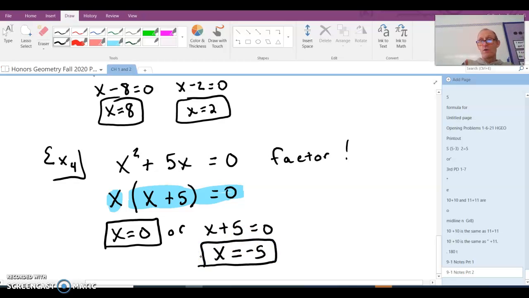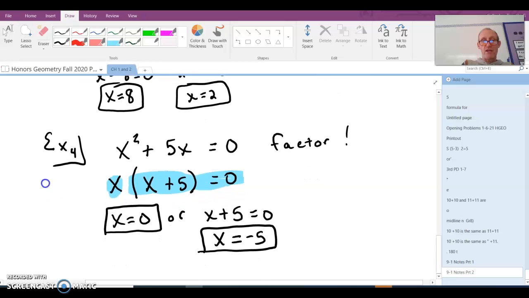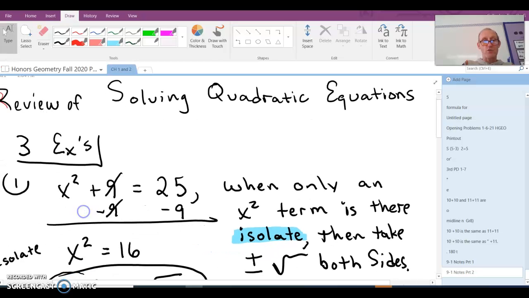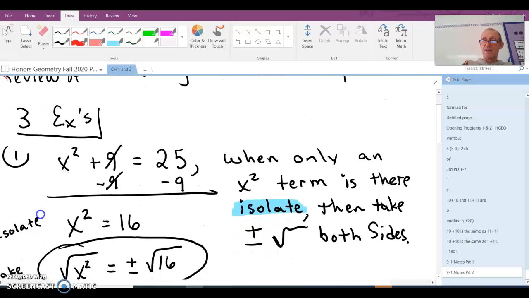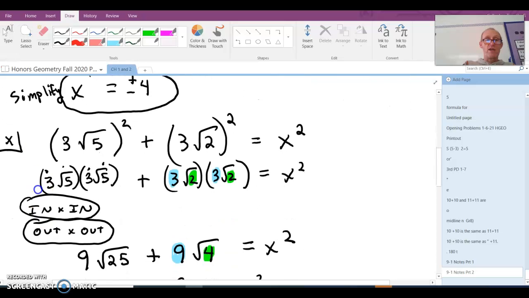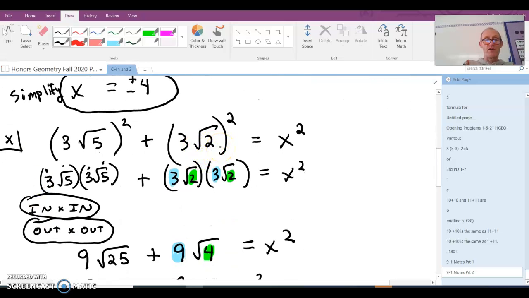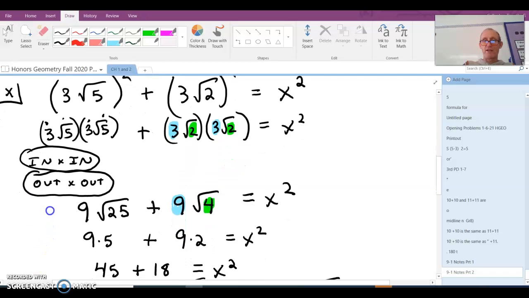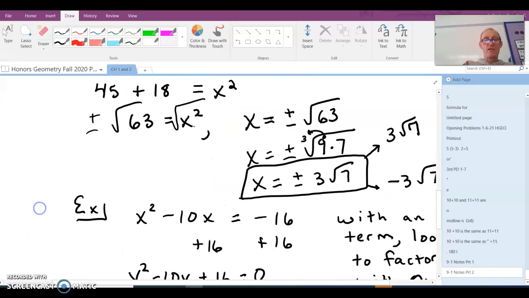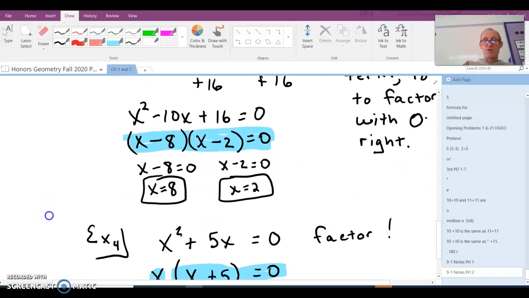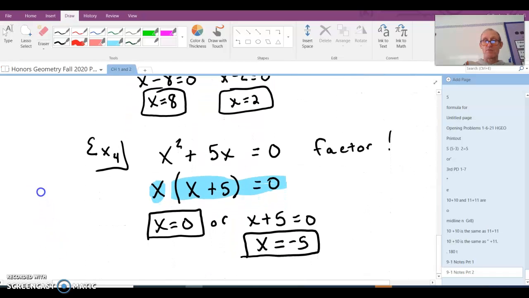Okay, so there are 4 examples, and one of the examples started out when there's only an x squared term. You're going to isolate that x squared. There's no x term here. And then you're going to take the plus or minus square root of both sides. Now, we had to apply the first part of the chapter there, simplifying radicals, to that one. That one got a little complicated, but go back in the video and see it. And then the last 2, we factored and set equal to 0.